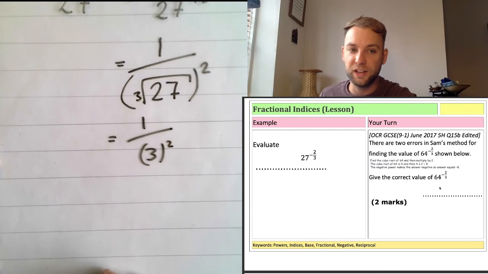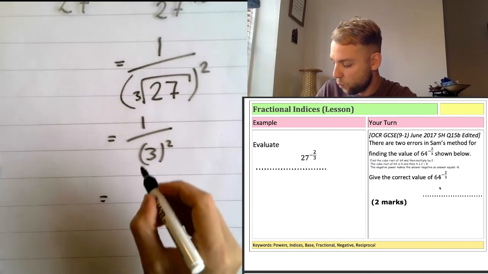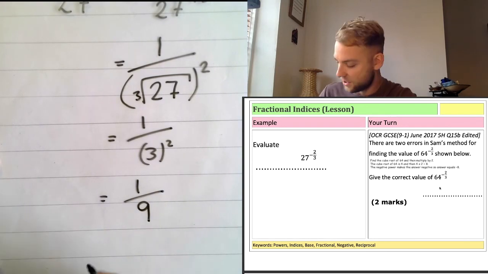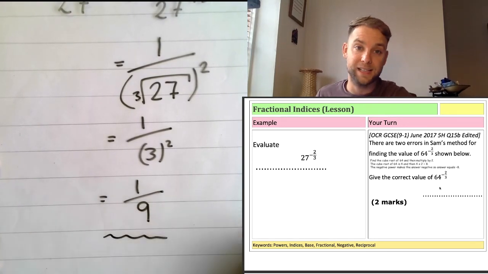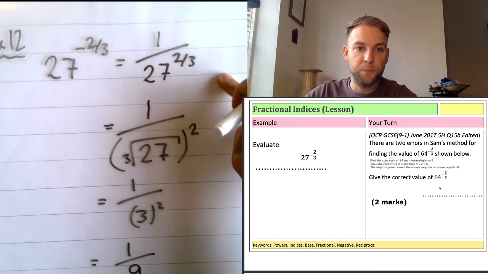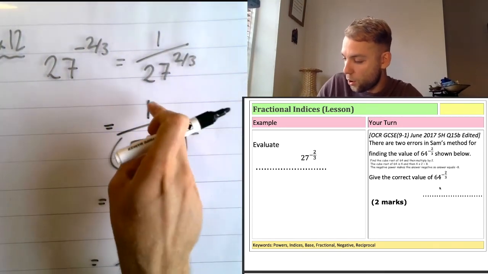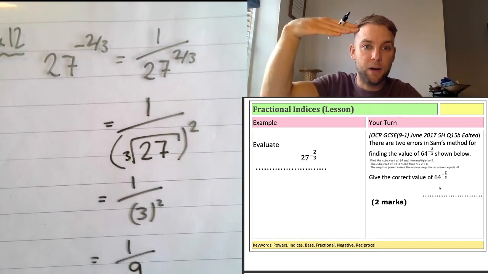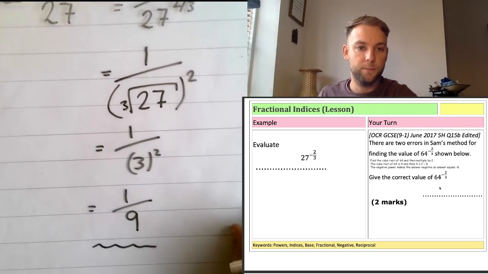Now we're nearly finished now. And this is 1 over 3 squared, which is 1 over 9. And that's your answer. Remember, you've got to do all this non-calculator, okay? So the negative means the reciprocal. Then keeping 1 over, we do the fraction, which is the bottom is the root, the top is the power. And then we work it out.